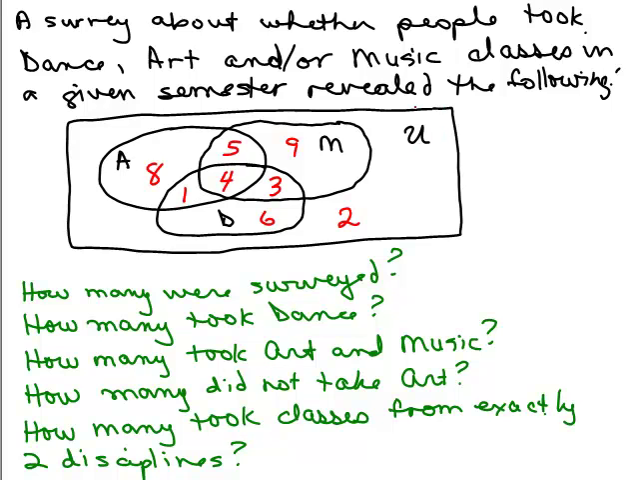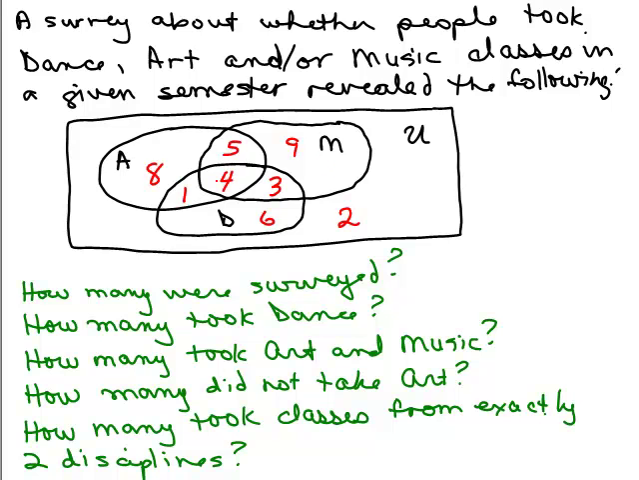So the universe represents all the people in the survey. The circle for A are the people who took art, M, the people who took music, and D, the people who took dance. So there are 8 different regions here. They all represent something. So for instance, out here, this number 2, these are people, that means 2 people did not take any of those classes, for instance.